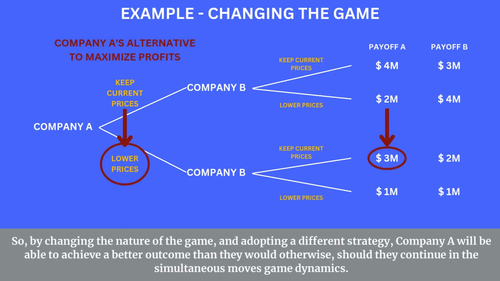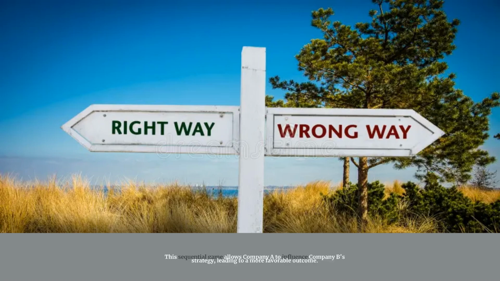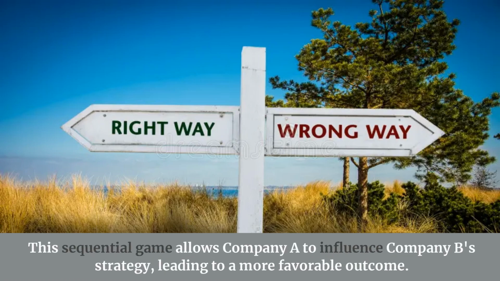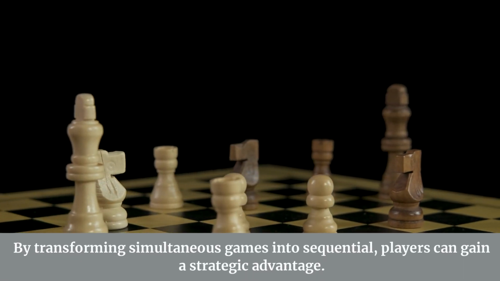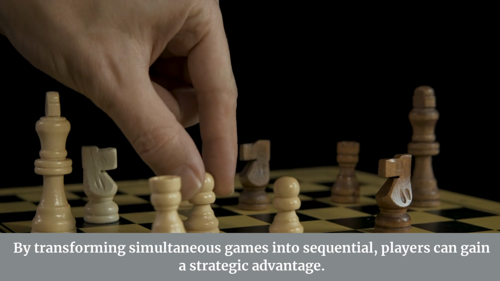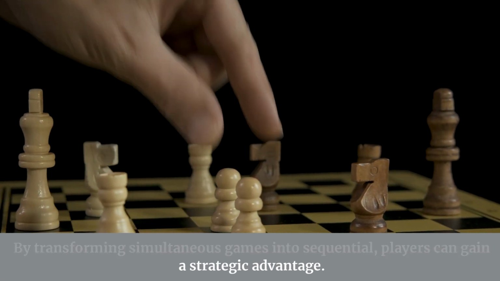So, by changing the nature of the game, and adopting a different strategy, Company A will be able to achieve a better outcome than they would otherwise, should they continue in the simultaneous moves game dynamics. This sequential game allows Company A to influence Company B's strategy, leading to a more favorable outcome. By transforming simultaneous games into sequential, players can gain a strategic advantage.